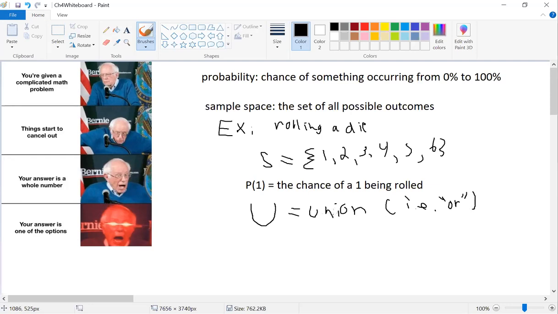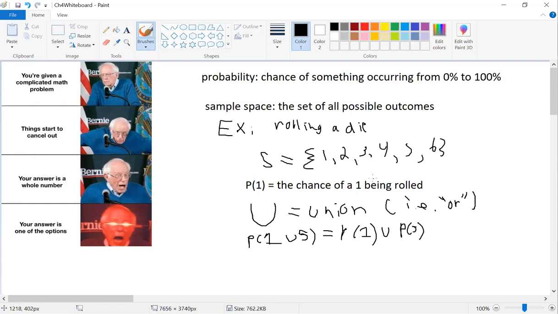So in this case, we can have P of 1 or 5. Come on, bigger. There we go. P of 1 or 5. And notice this is the same thing as saying P of 1 or P of 5. Those are both the same thing. I'm going to stick with the one on the left. It's a bit easier to write down and is a bit more intuitive.